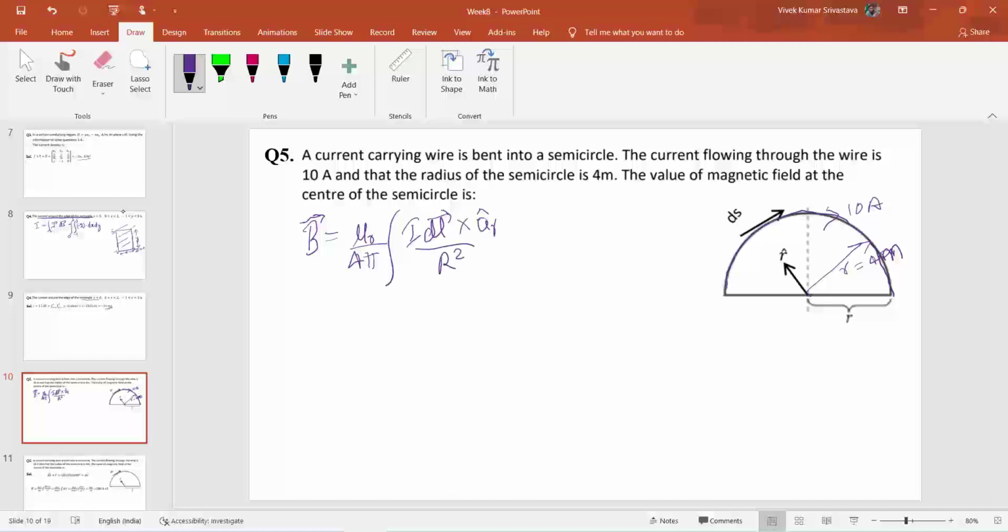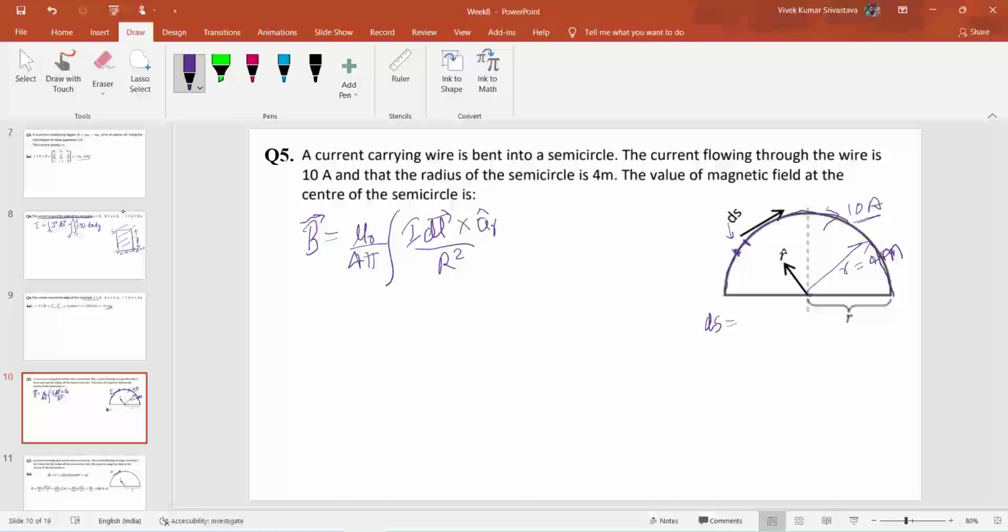So current I is already given here, that is 10 ampere. dl we have to first find out. So let us suppose this is the differential length, which is ds. ds here is the differential length, don't confuse it with the differential surface. This is just a variable, I can choose anything.